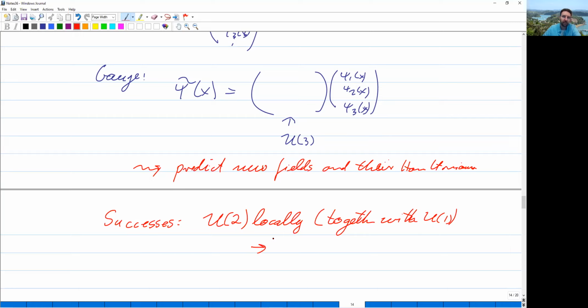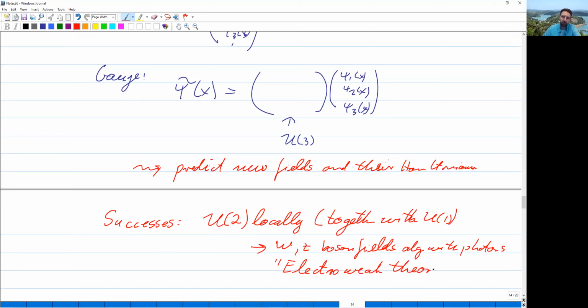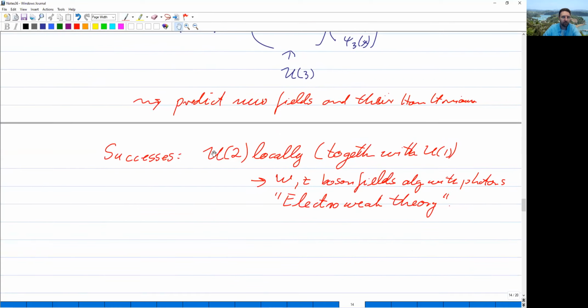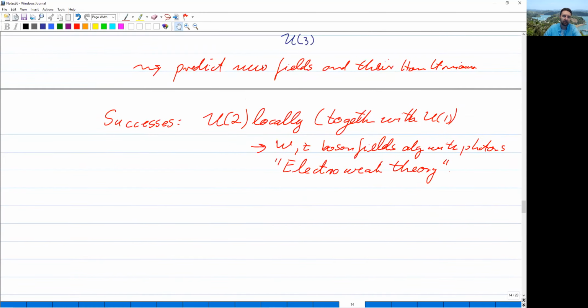So the U2 somehow mixing together with the U1 that we talked about today leads to the prediction of the W and Z boson fields along with photons. And this is what is called the electroweak theory. So this is the theory of the electromagnetic force and the weak force that is responsible for radioactivity. You see, this is pretty neat because it's very simple, just the U2, and then combined with the U1 that we have from electromagnetism, we obtain this neat theory there.